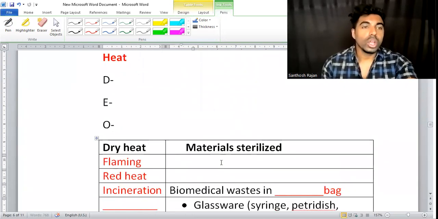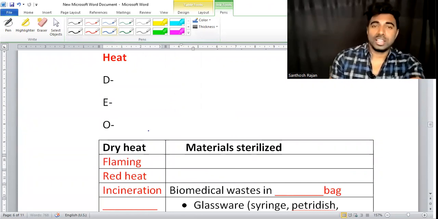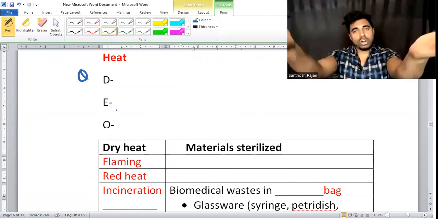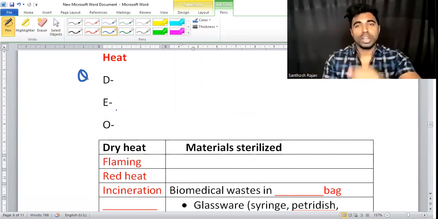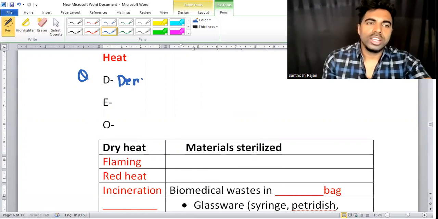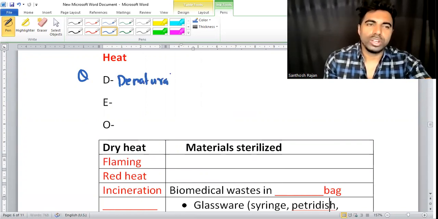Heat. How does heat destroy bacteria? Three methods. That's the question. DEO. Remember it like that. D stands for denaturation, denaturation of the bacterial proteins. That's the way you kill it.